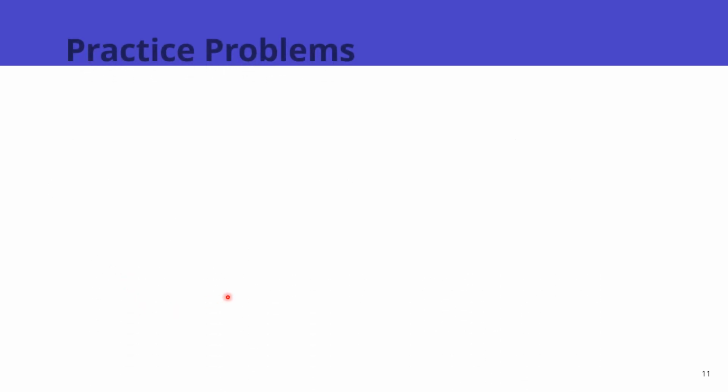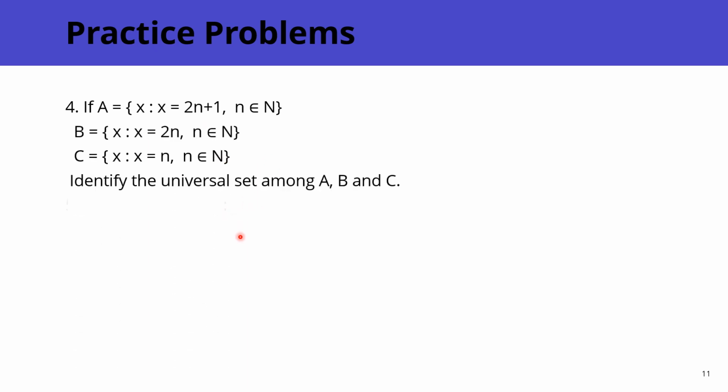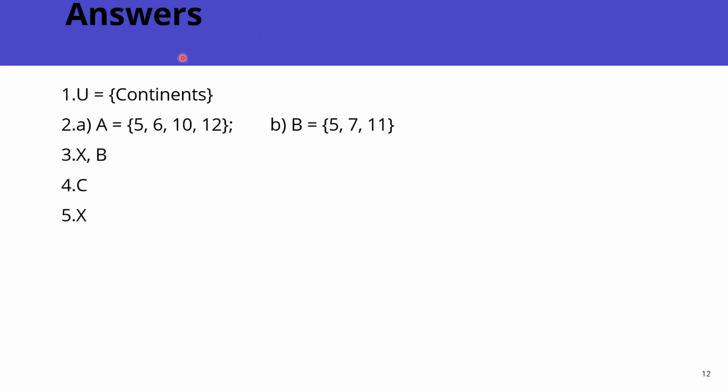Then we have number 4, and number 5: consider all sets and name the subsets of the following. On the next page, here are the answers. For number 1, the answer is continent. So these are the answers. Try to check your answers on this page.